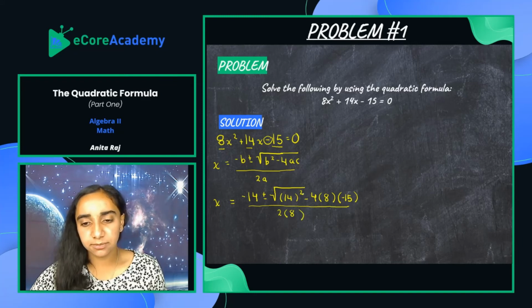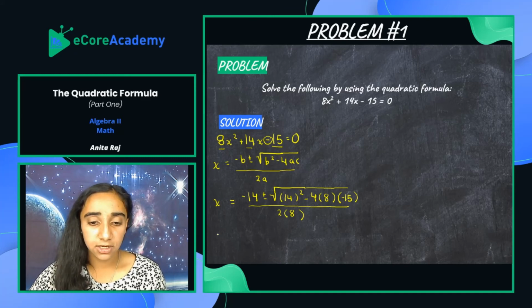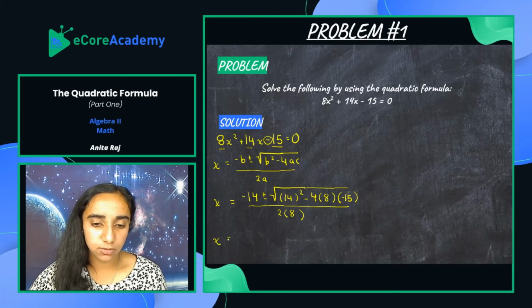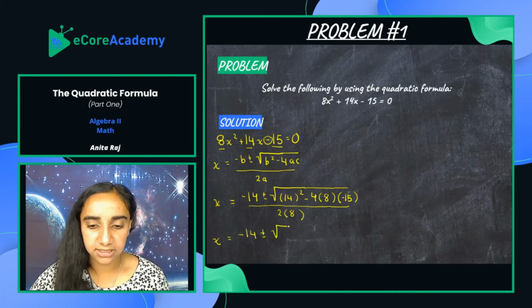Afterwards, we're going to try to simplify what's in the radical first. You always want to look into simplifying this. So I'm just going to rewrite it. x is equal to negative 14 plus or minus the square root of 14 squared, which is equal to 196.